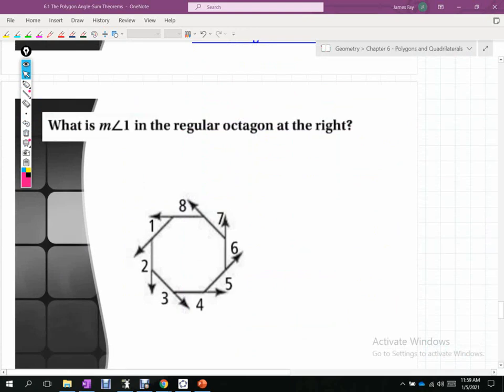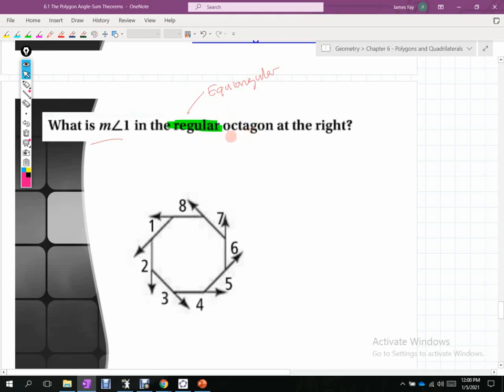All right, here it says, what is the measure of angle 1 in the regular octagon at the right? Okay, so a couple things here vocabulary-wise that we need to know. First thing is that it says regular. What does regular mean? Equilateral and equiangular. And for us in this problem, because we're dealing with an angle, I'm just going to write here that we know it's equiangular. But regular means that it's equiangular and equilateral.